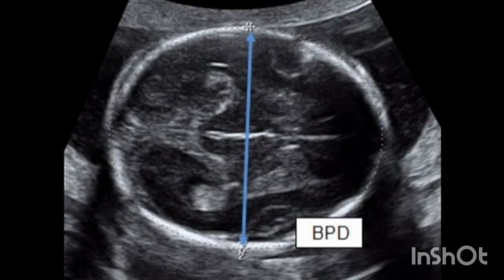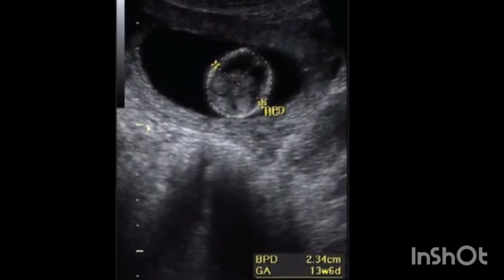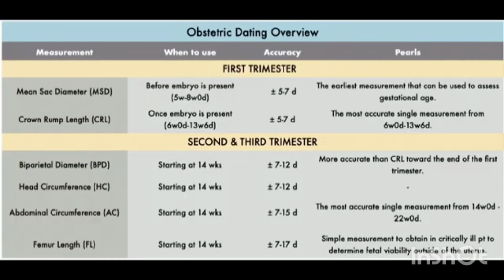The biparietal diameter measurement is obtained from outer skull bone to inner skull bone, leading edge to leading edge, perpendicular to the falx at the maximum diameter. A leading edge to leading edge measurement or a middle to middle measurement are both acceptable. The biparietal diameter should be measured as early as possible after 13 weeks for dating.